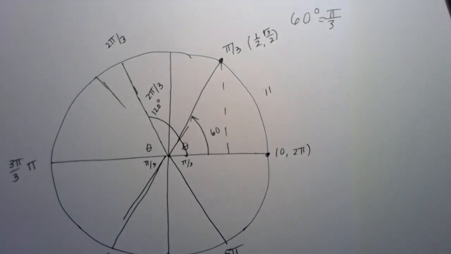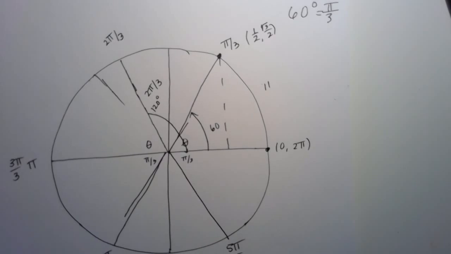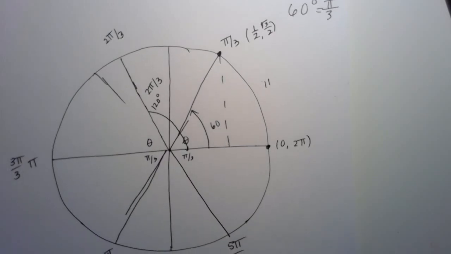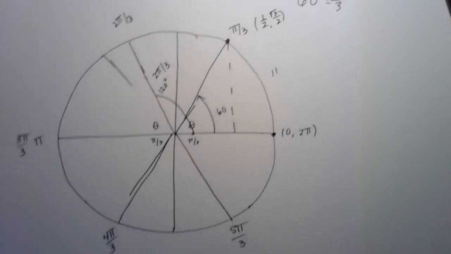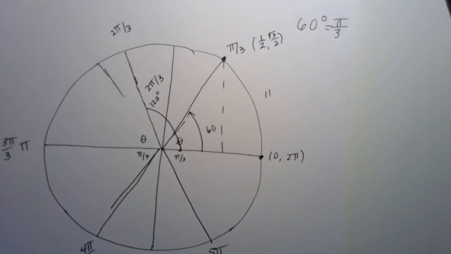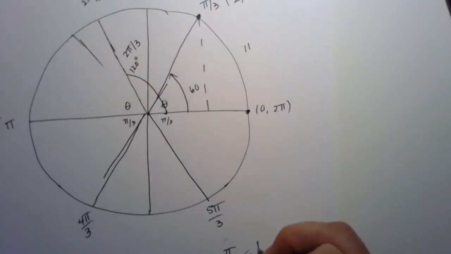Okay, so that means that in this, I'm just going to do sine, cosine, and tangent again. So the sine of pi over 3, it goes with this one, is the square root of 3 over 2.